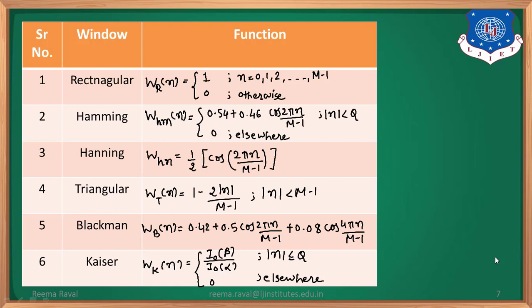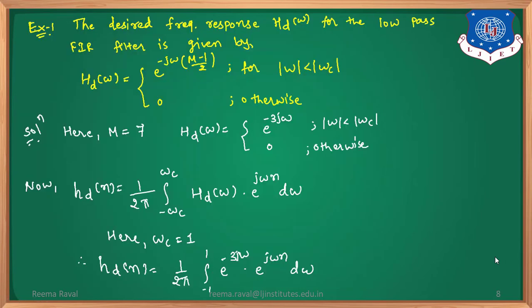So let us see the example data given to us, which is the desired frequency response HD of omega for the low pass filter FIR, given by HD of omega, that is equals to e raised to minus j omega into m minus 1 by 2 for the interval omega less than omega c, where omega c is our cutoff frequency, and it is 0 otherwise. That means outside this interval the value of this function is 0. So this is the data given to us, and we need to design the low pass filter using the rectangular window. Now how we can do this?